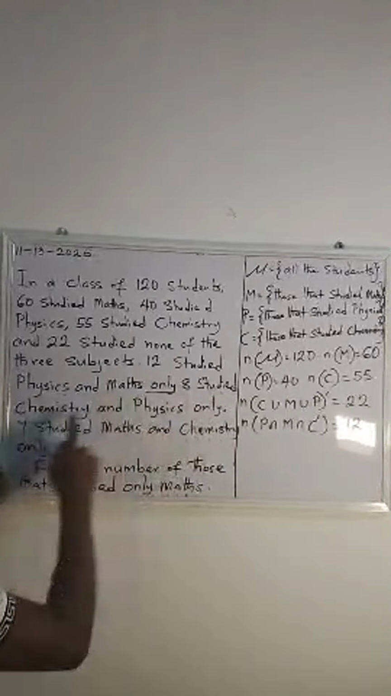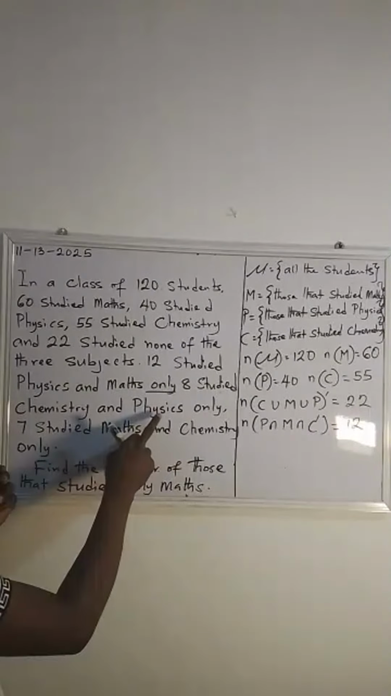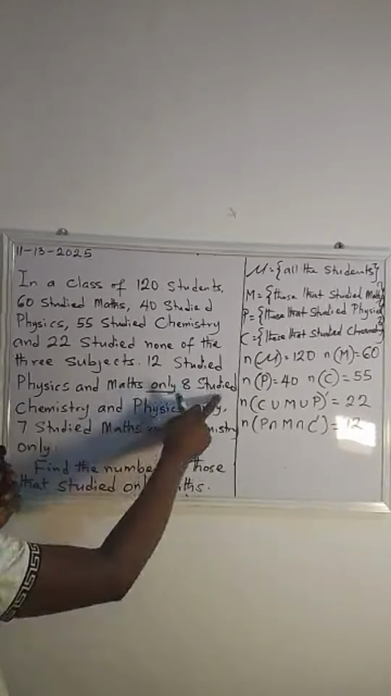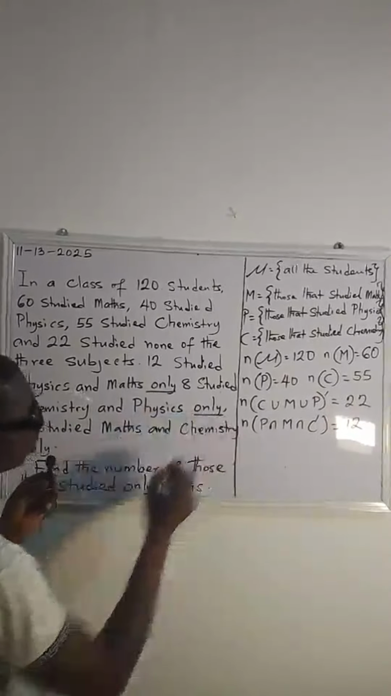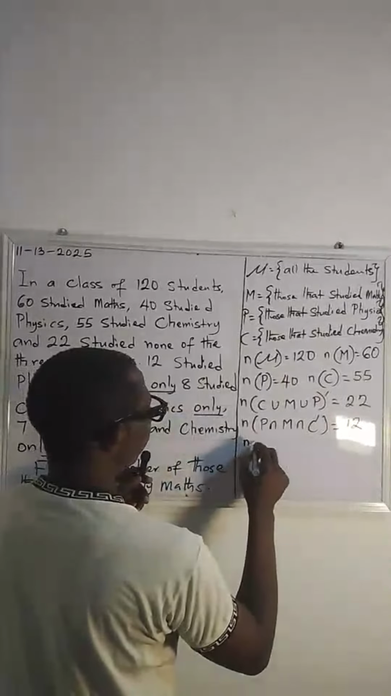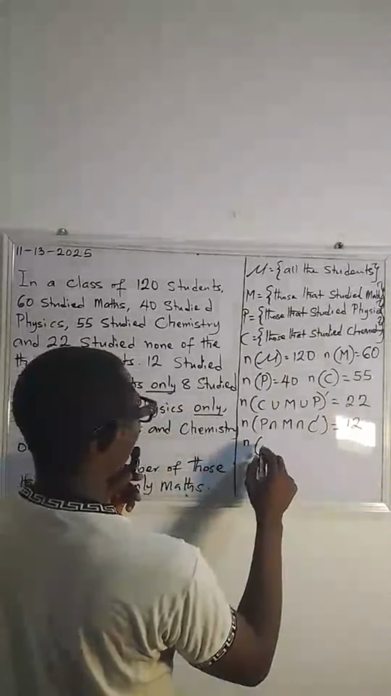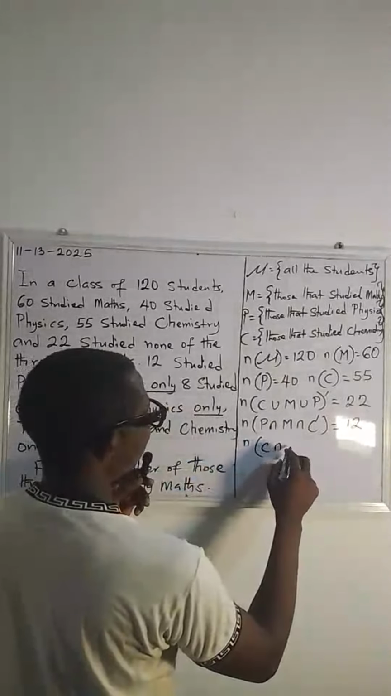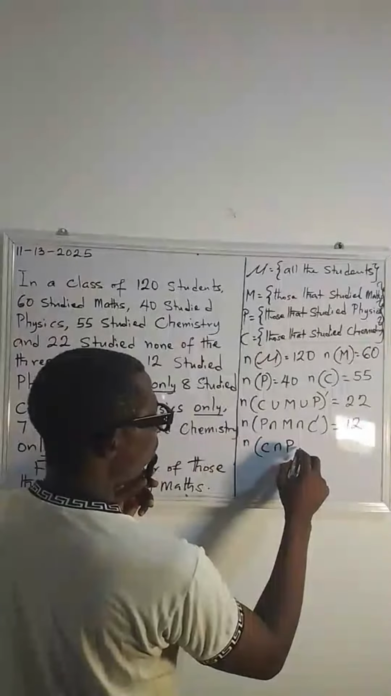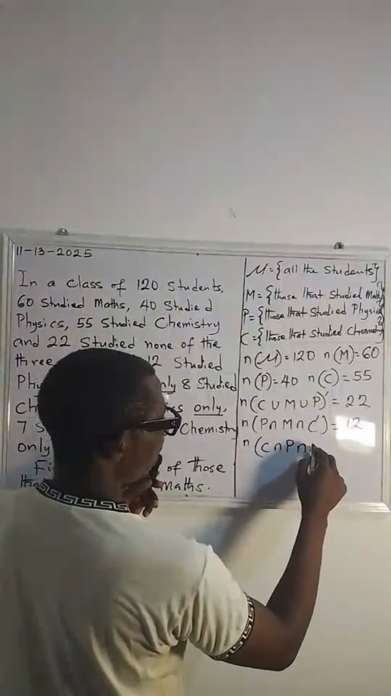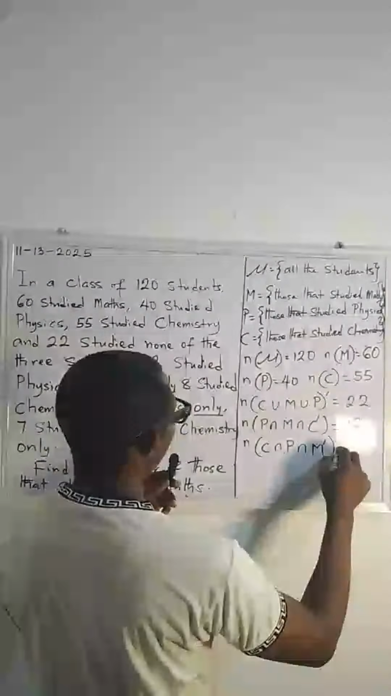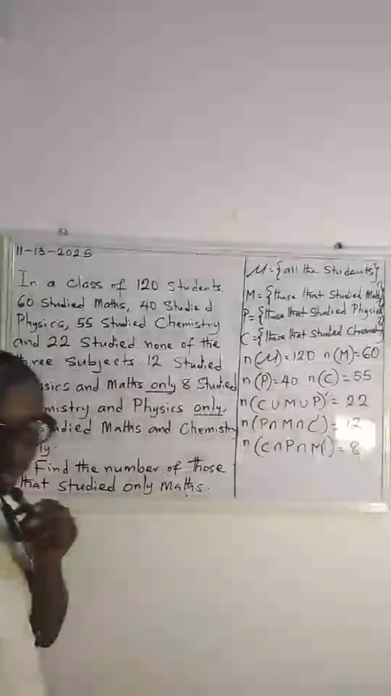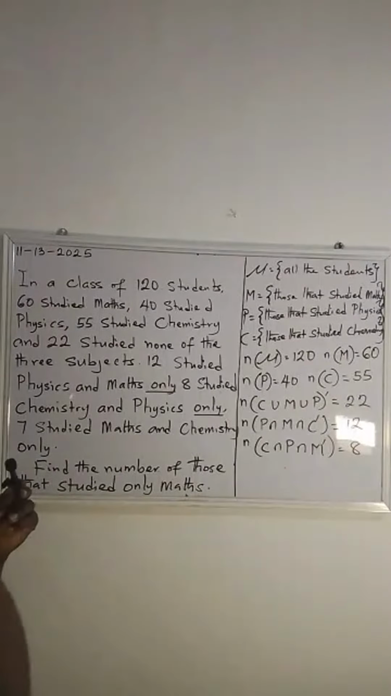8 studied chemistry and physics. 8 study chemistry and physics only. So the number of those that study chemistry and physics only, that means they didn't study mathematics. That's M complement. How many are they? They are 8 in number. All right. Now let's read on.